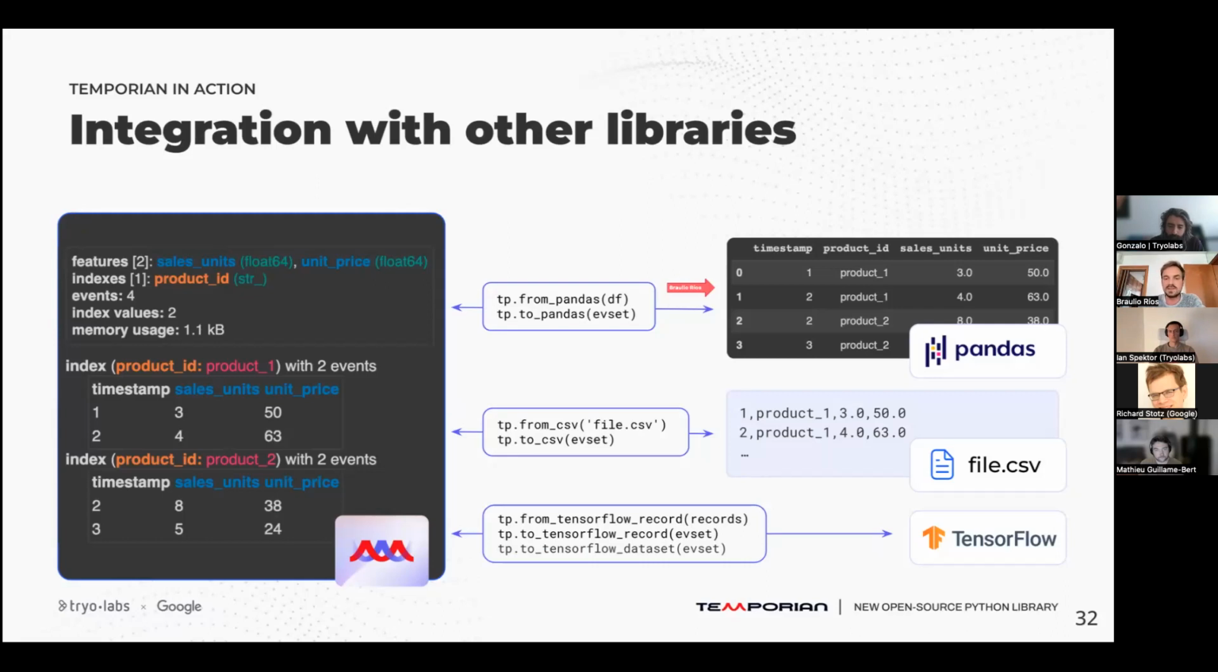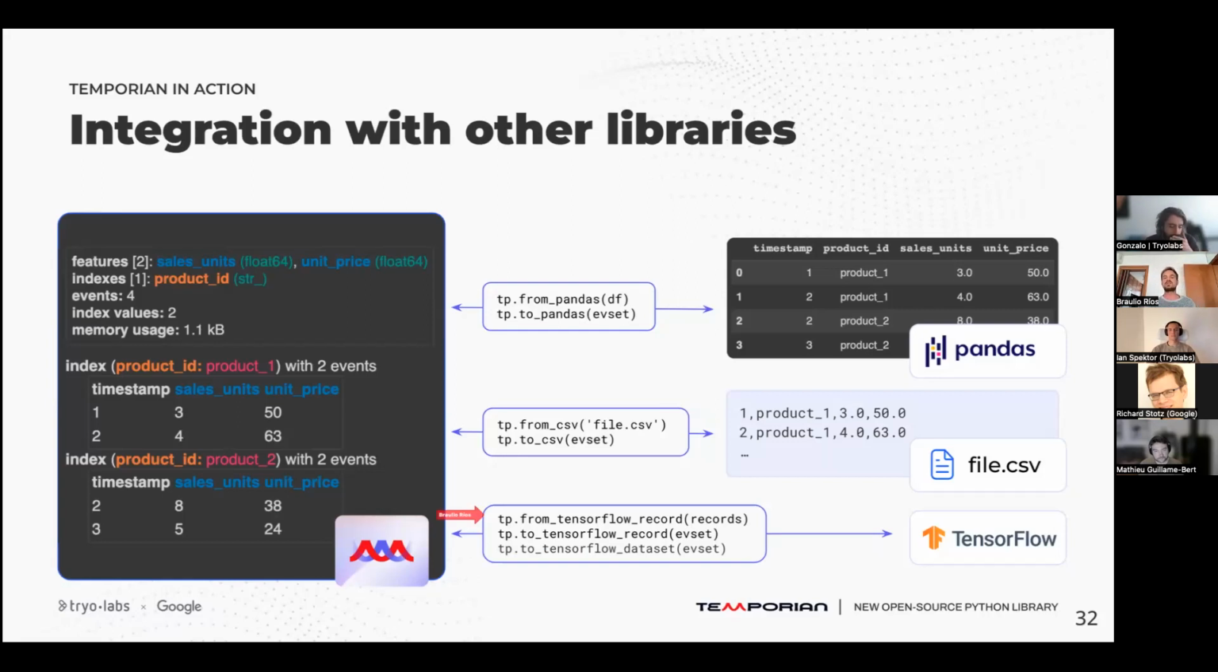You can do exactly the same with CSV files. So from_csv and to_csv will convert back and forth between Temporian and a CSV as well. And that is agnostic of the library, basically, because all libraries support the CSV format, right? And finally, we also have these methods for TensorFlow: from TensorFlow record, and then to TensorFlow record and to TensorFlow dataset.